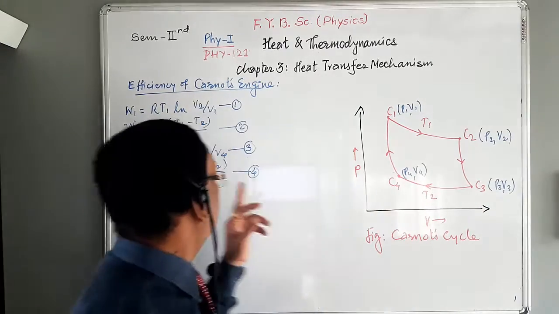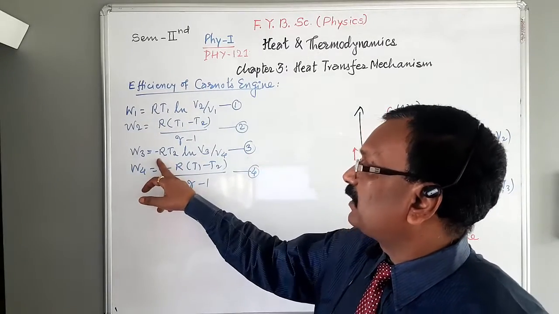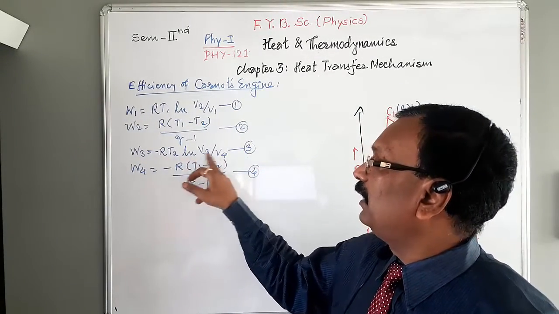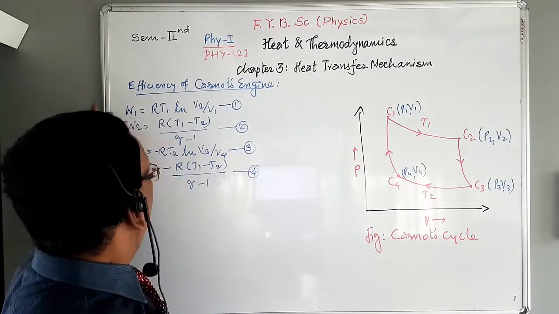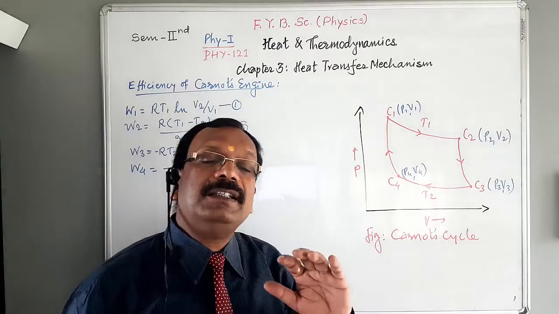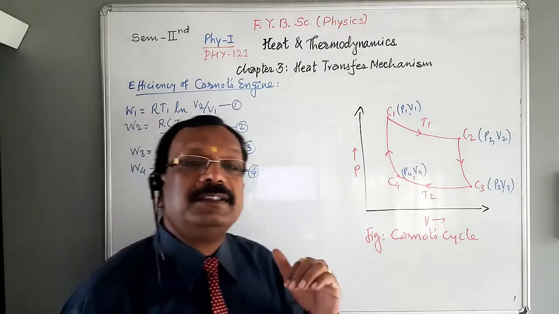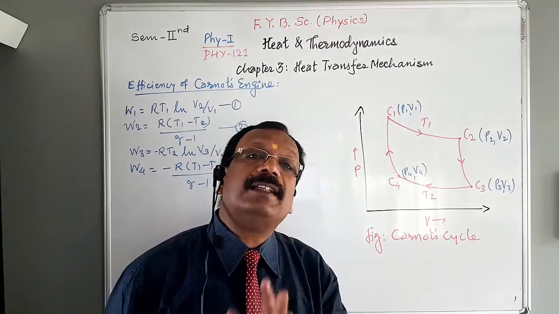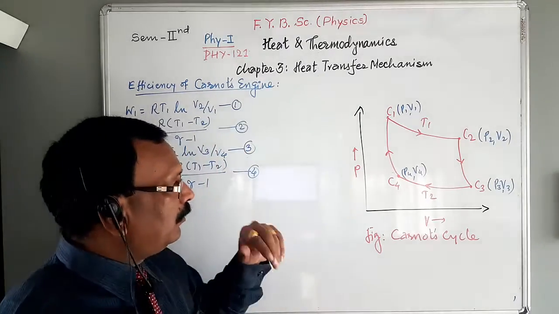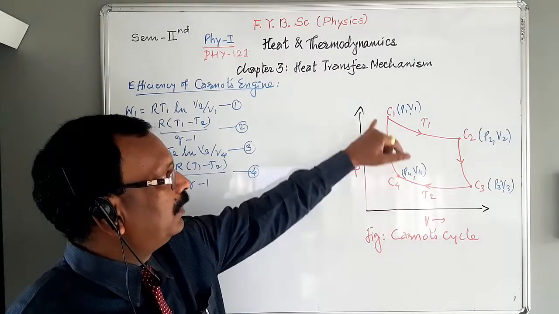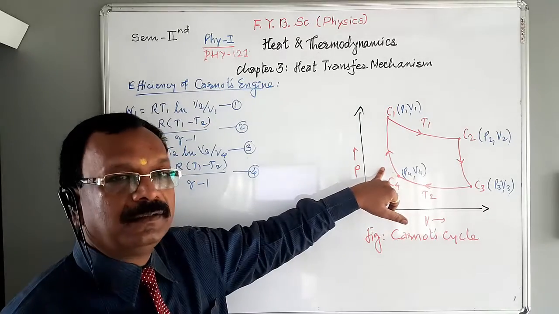And during this change, the work done is W3 is equal to minus RT2 ln V3 upon V4. Remember that here, when work done is positive, obviously work is done by the gas, and this negative sign here indicates that work is done on the gas rather than work is done by the gas. Okay. Now the last operation is C4, C1. Now this is nothing but adiabatic compression.